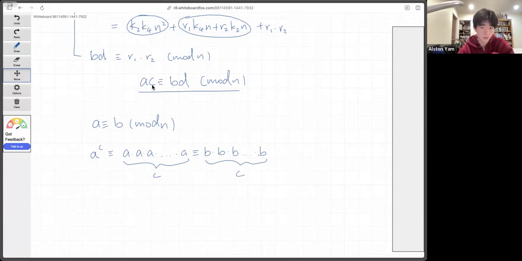If we just imagine C is also equal to A and D is also equal to B, then we essentially have A squared is congruent to B squared under mod n. And we can extend that to any power, basically. A to the C is A times itself, C times, which will be congruent to B times B times itself, C times, which is B to the power of C mod n. That means we can raise both sides to the same power, and they will still be the same under mod n.